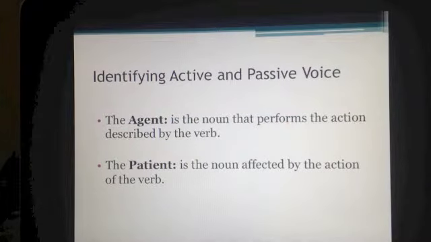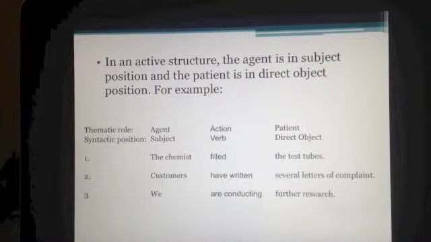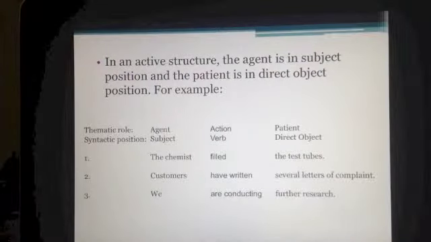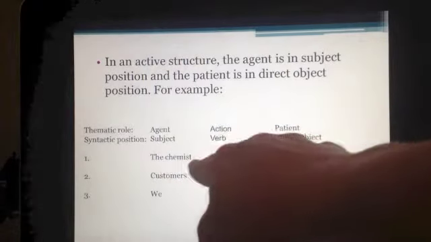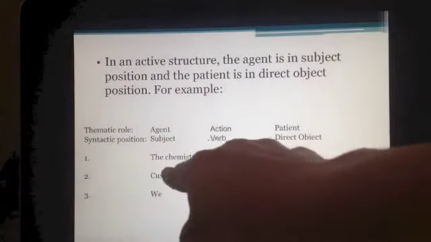Alright, so first of all, in order to identify the passive and active voice, we must know what the agent and the patient are. In this case, the agent is the noun that performs the action described by the verb, while the patient is the noun that is affected by the action of the verb. So, in an active structure, the agent is in the subject position and the patient is in the direct object position.